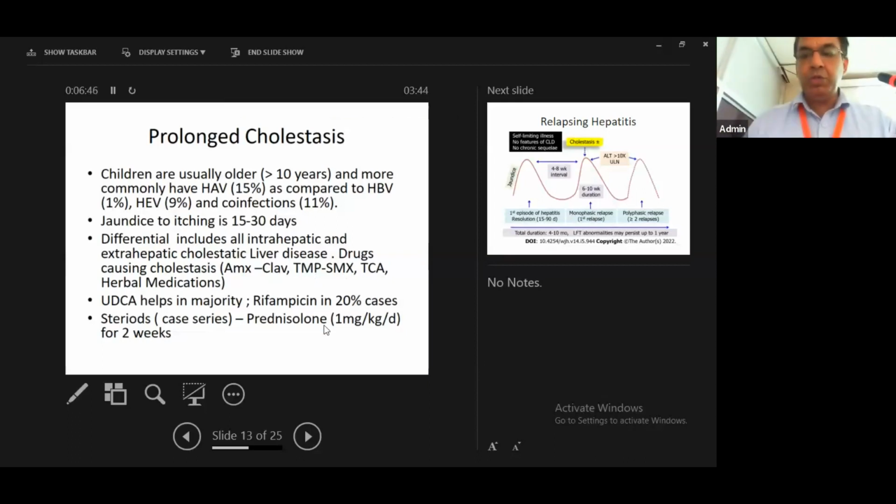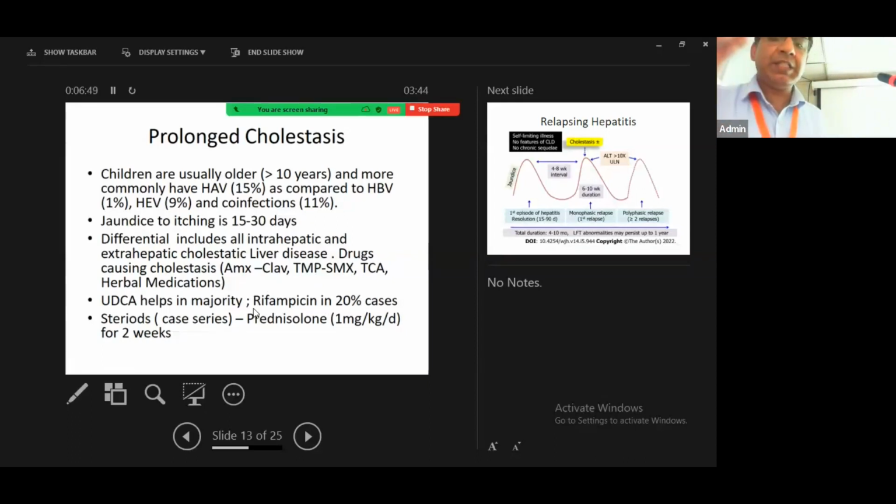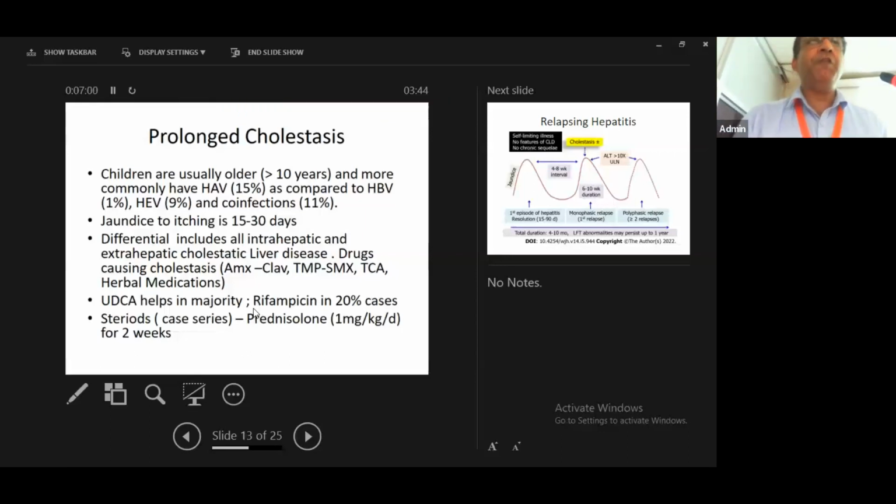Rifampicin is added in around 20% of cases. As discussed earlier in one of the questions, steroids may be used, though this is only from case series or case reports, where we can give prednisolone at 1 mg per kg per day for 2 weeks.